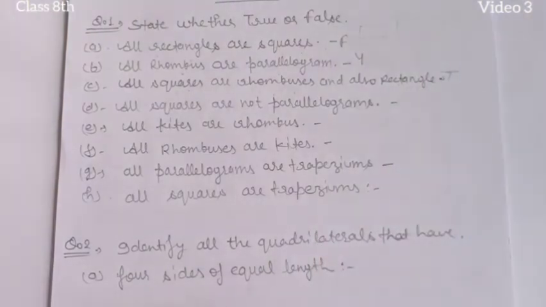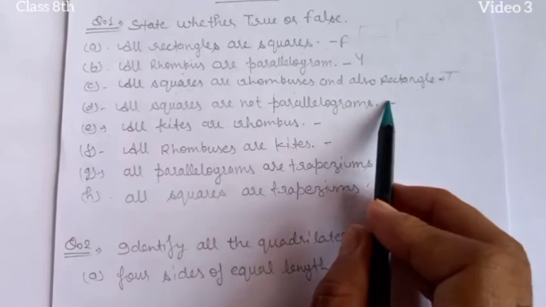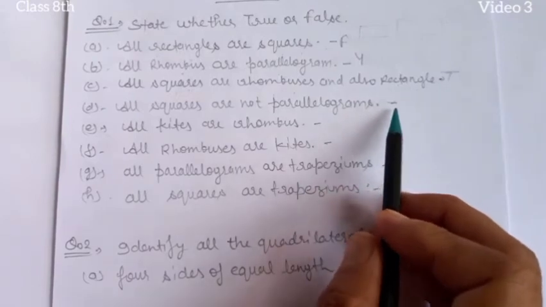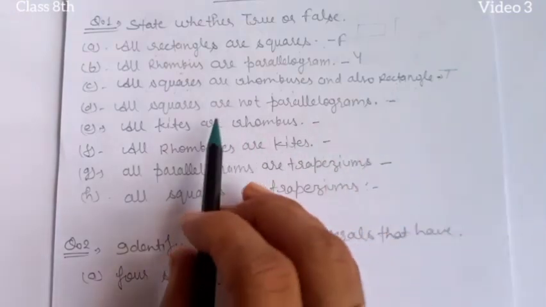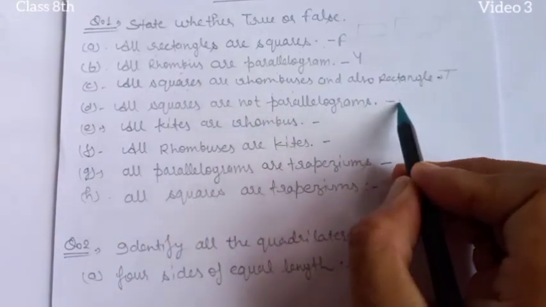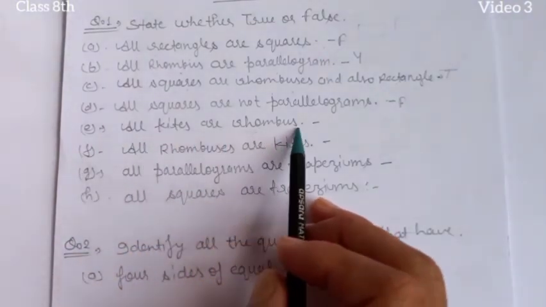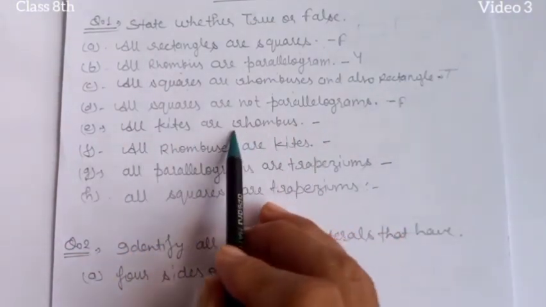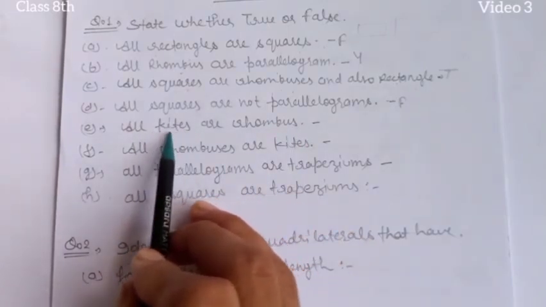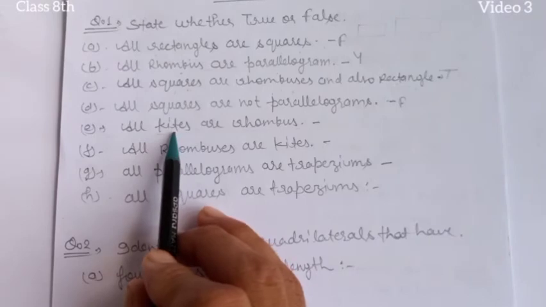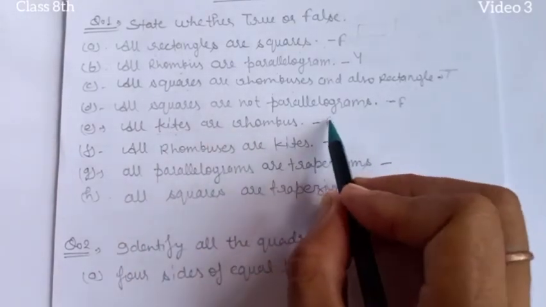Next, D part, all squares are not parallelograms. As you know, in the square opposite sides are equal and parallel also. So this statement is directly false. Next, E, all kites are rhombus. No, because in a rhombus all sides are of equal length, but in kites no. Only two adjacent sides are equal in kites. So this statement is false.